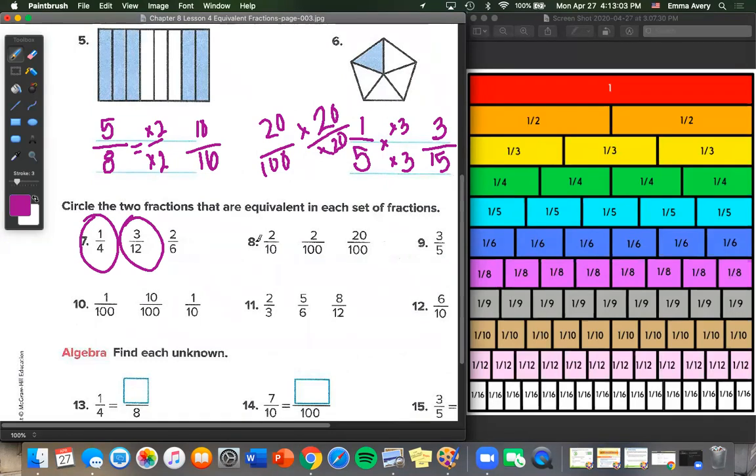Look at number 8. And we can use the trick they showed us on the front, where we just need to add a 0 to each side. So 2 with a 0 and a 0, well, that's equal here. So 20 over 10, or 20 over 100, and 2 over 10 are equal.